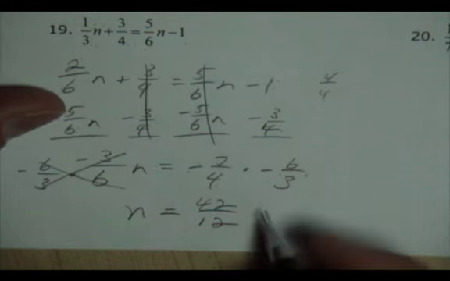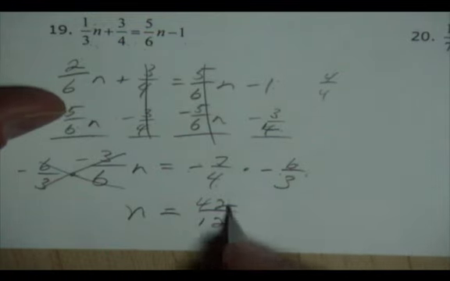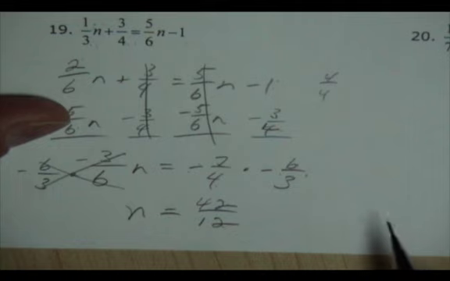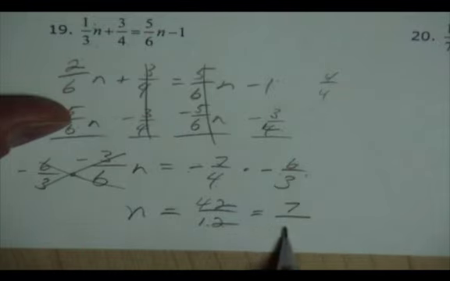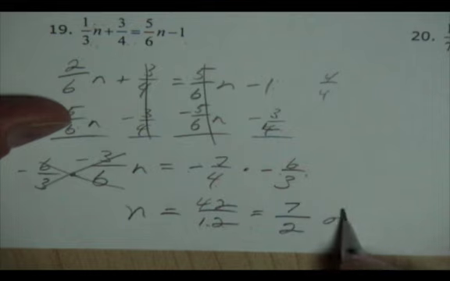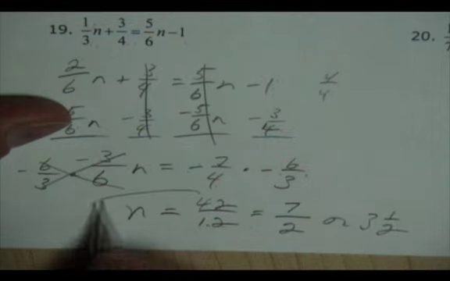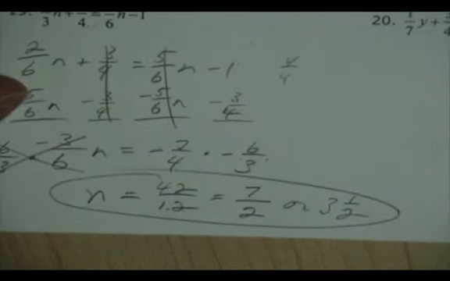If you'd like, you can simplify it. Both numbers divide by 6, and that gives us 42 divided by 6 is 7, and 12 divided by 6 is 2. 7/2, or 3.5. And there's our answer. That concludes our tutorial on this assignment.